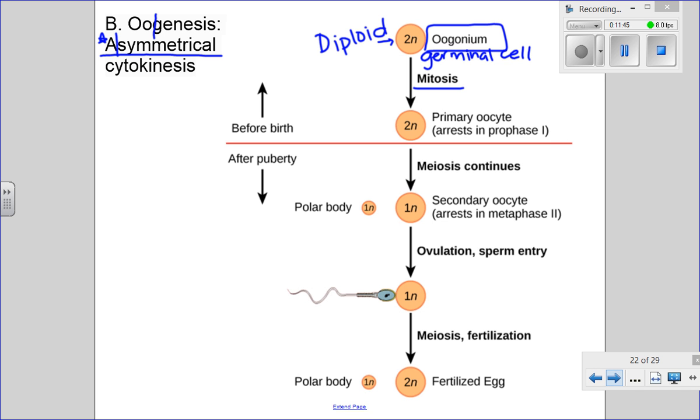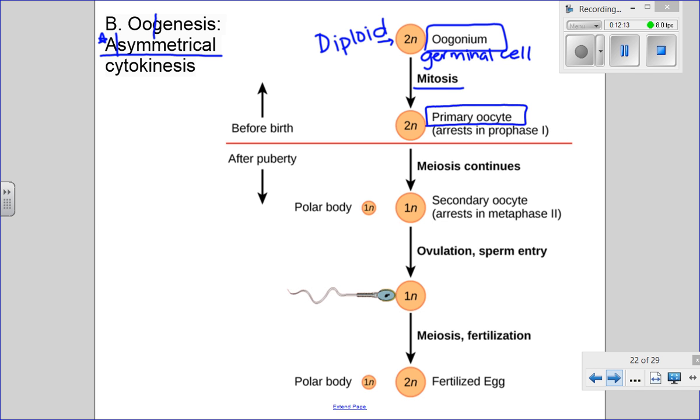Now, notice the line on the picture. All of the stuff that is above the red line happens before the female is even born. So she is an embryo. She has not been born. She is still inside of her mother's body, and this stuff is all happening already. After this mitosis, we wind up eventually with our primary oocyte.